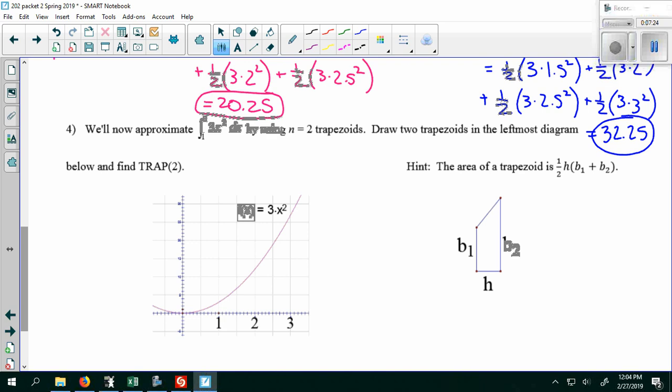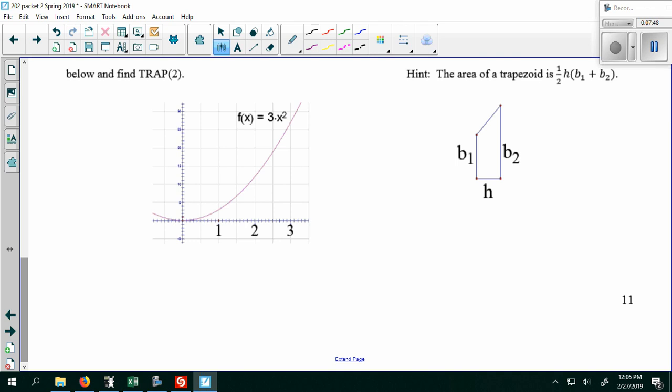Now I'm going to do a similar method, except instead of using rectangles, I'm going to use trapezoids. I'm going to stick with 4, a little typo in the packet there. Sticking with 4 trapezoids, and I'm going to draw them on the picture, just like I did with the rectangles, and then I'm going to calculate the area of all 4 trapezoids.